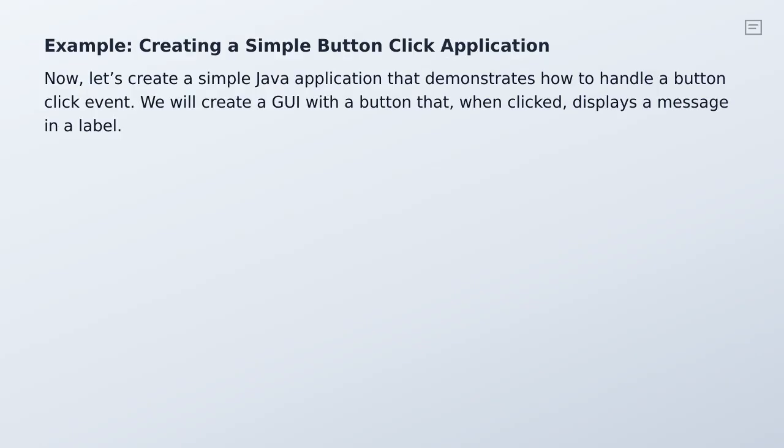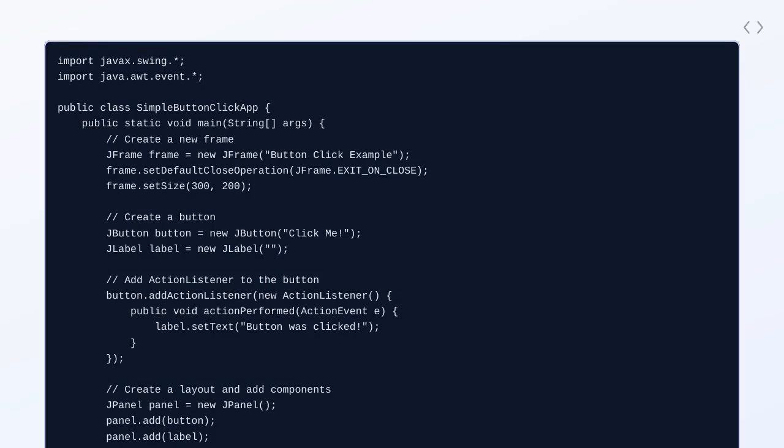This section covers an example, creating a simple button click application. Now, let's create a simple Java application that demonstrates how to handle a button click event. We will create a GUI with a button that, when clicked, displays a message in a label. You'll use this often as you go. Here is the class shown on screen and how its members are organized.